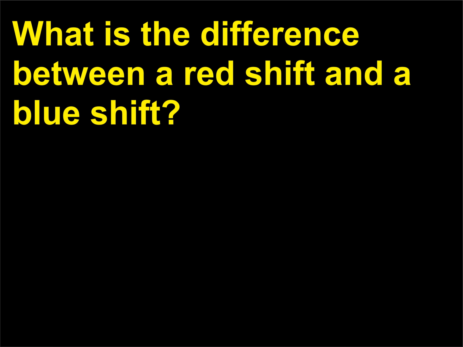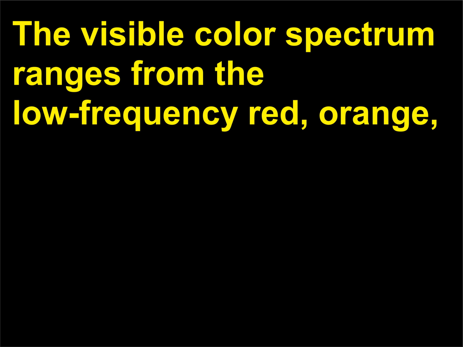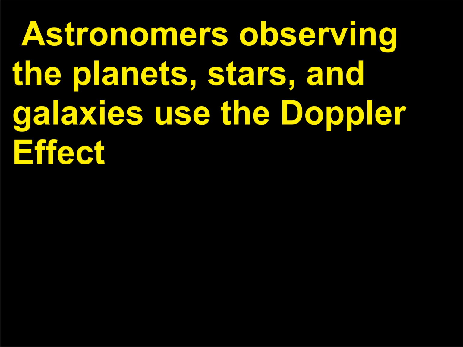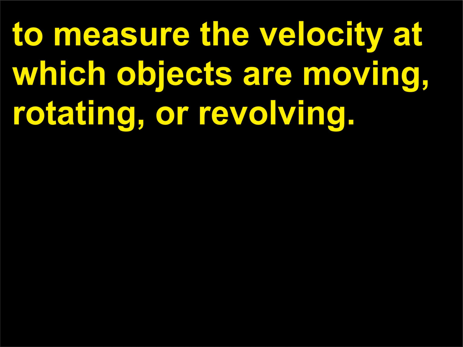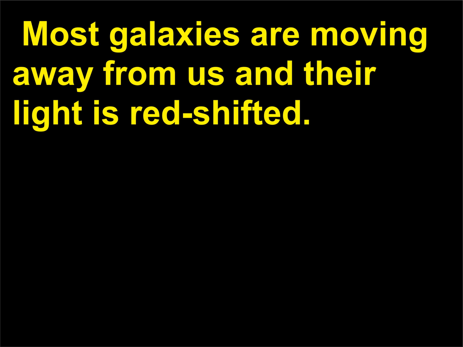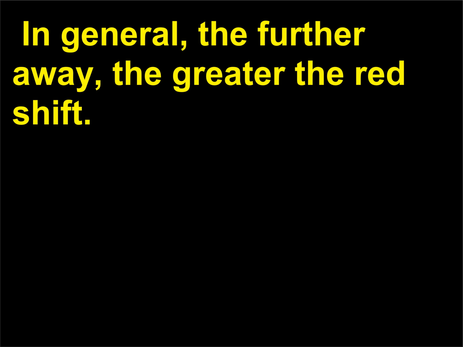What is the difference between a red shift and a blue shift? The visible color spectrum ranges from the low-frequency red, orange, and yellow, to the higher frequency green, blue, indigo, and violet. Astronomers observing the planets, stars, and galaxies use the Doppler effect to measure the velocity at which objects are moving, rotating, or revolving. The faster the object is moving, the more the frequency is shifted. Most galaxies are moving away from us and their light is redshifted. In general, the further away, the greater the redshift.